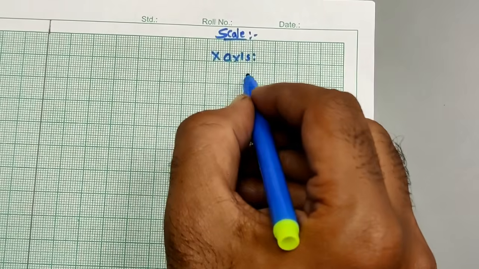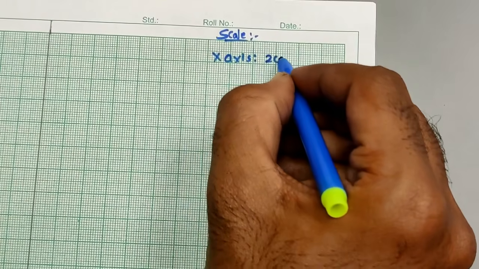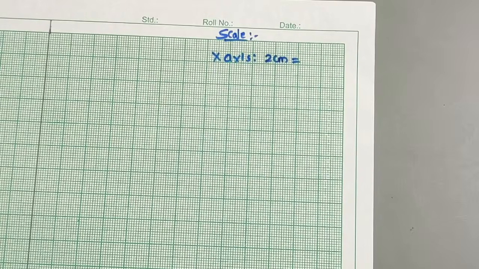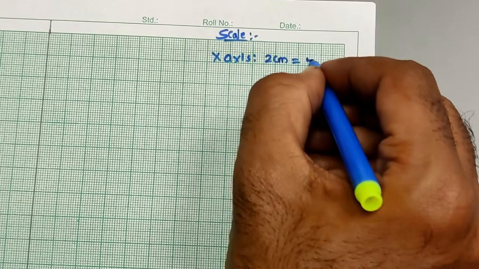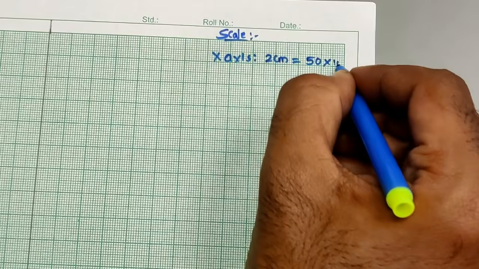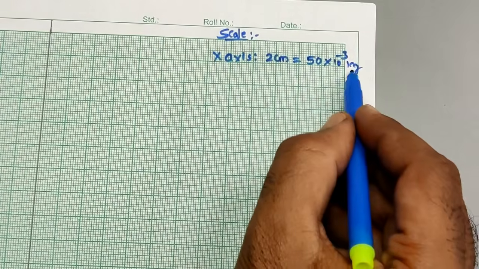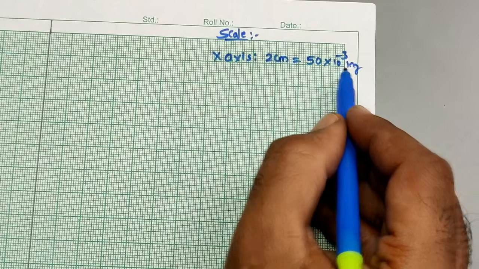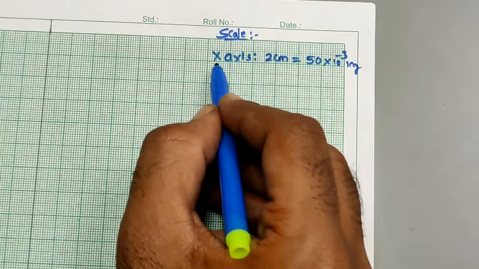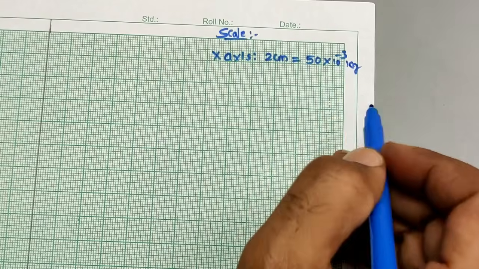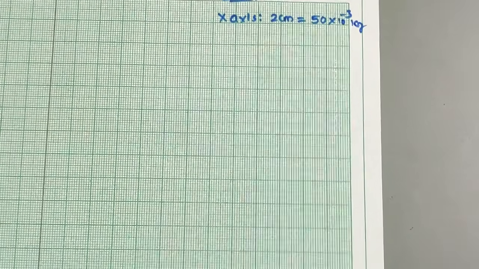For x-axis, 2 centimeter equals 2 centimeter, why have I written it? Because for two boxes, we have taken a value of 2 centimeter. 50 grams we have increased, and I will write it in kg: 50 into 10 to the power minus 3 kg, right? So write the unit of the physical quantity which you have plotted on x-axis. Whatever physical quantity you plotted on the x-axis, you must write its unit here, correct? Okay, this is for x-axis, clear?